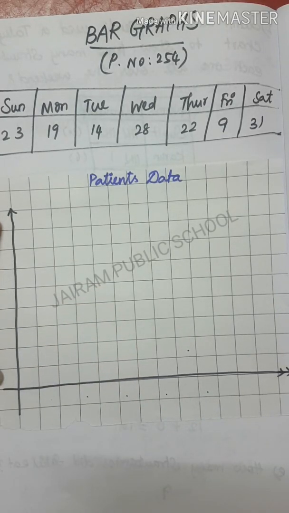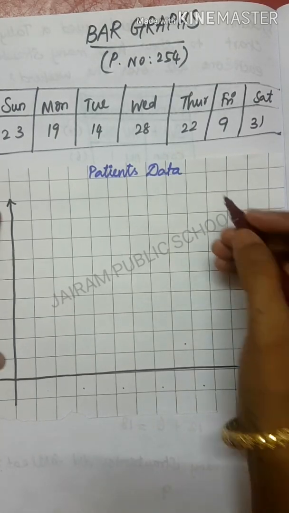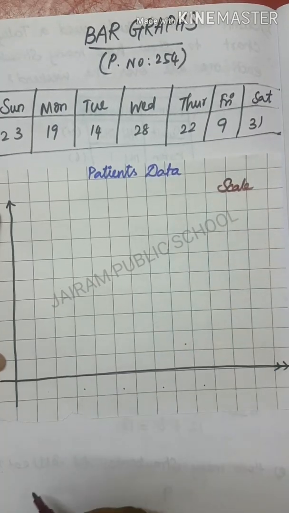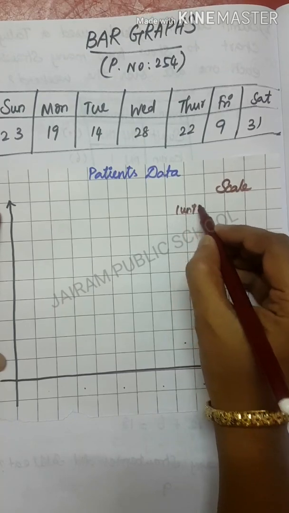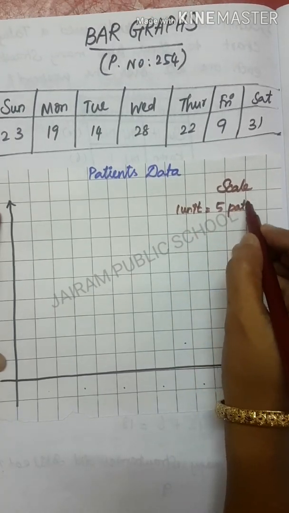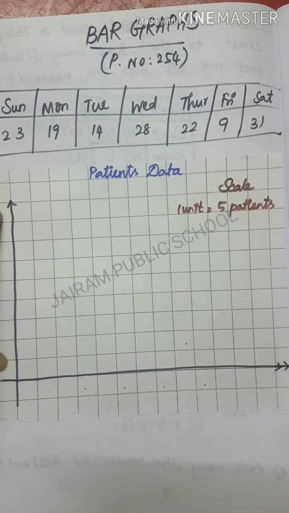Now step 2: choose a suitable scale, say 1 unit equal to 5 patients. This is a very important one. We should use the scale. In a bar graph, we should mention the scale, that is the important thing. So, I am writing here: scale, 1 unit is equal to 5 patients. So it represents 5 patients for 1 unit, right?